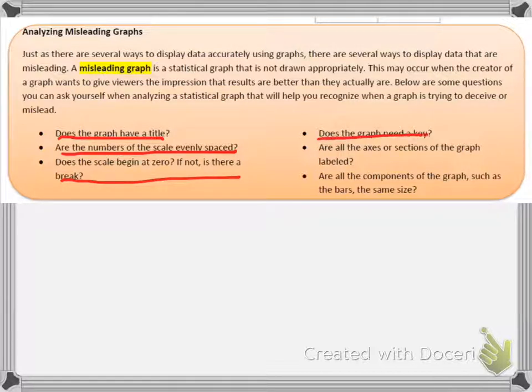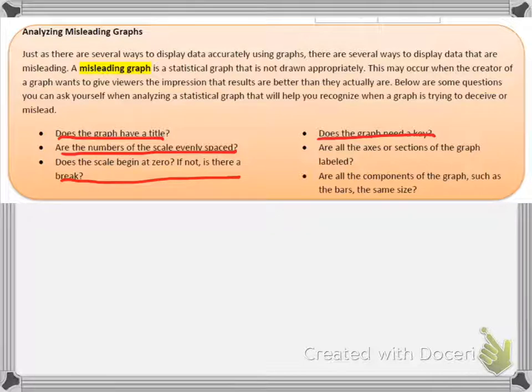Does the graph need a key? For example, a circle graph. If I've got my little sections of the pie and each section of the pie is a specific color, clearly they should be labeling what those are. Are proper labels there? Is everything clearly identified? Are the axes or sections of the graph labeled? So are they telling us what the x variable represents? Are they saying what the y variable represents? Do you understand what each number in it represents?